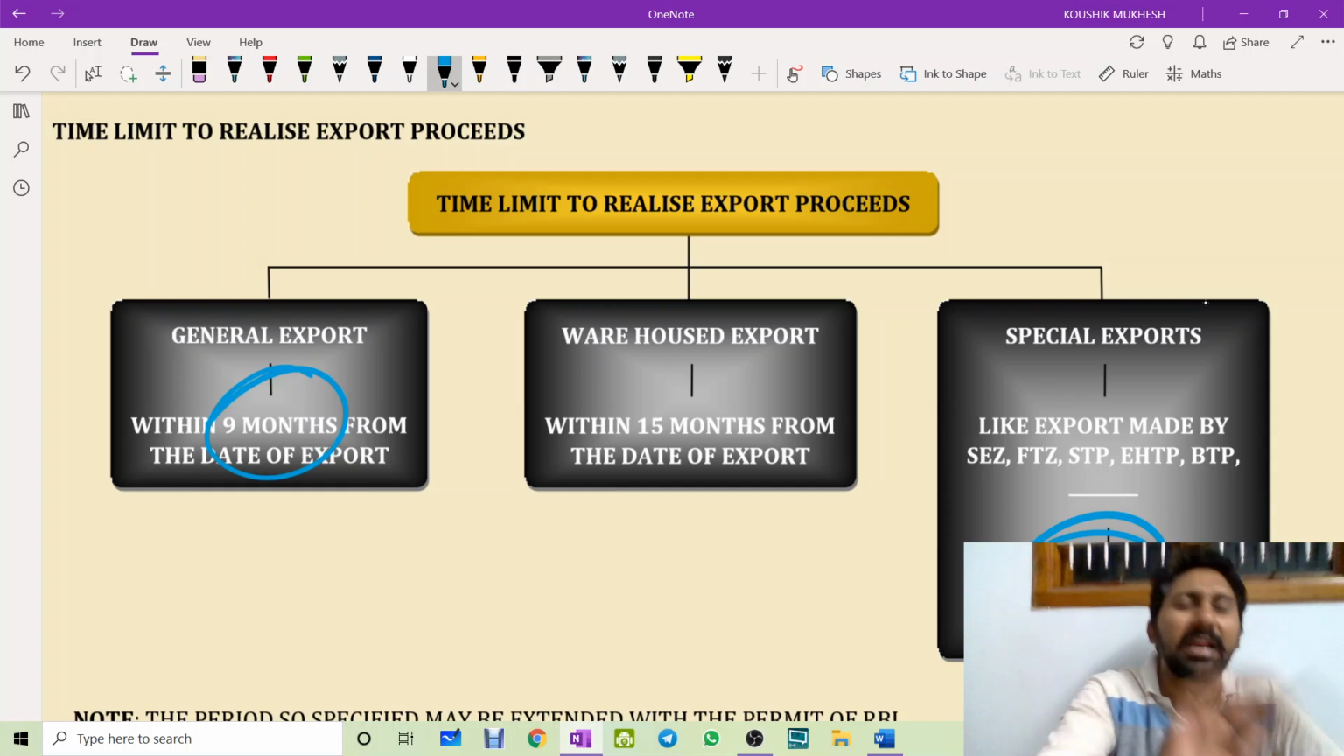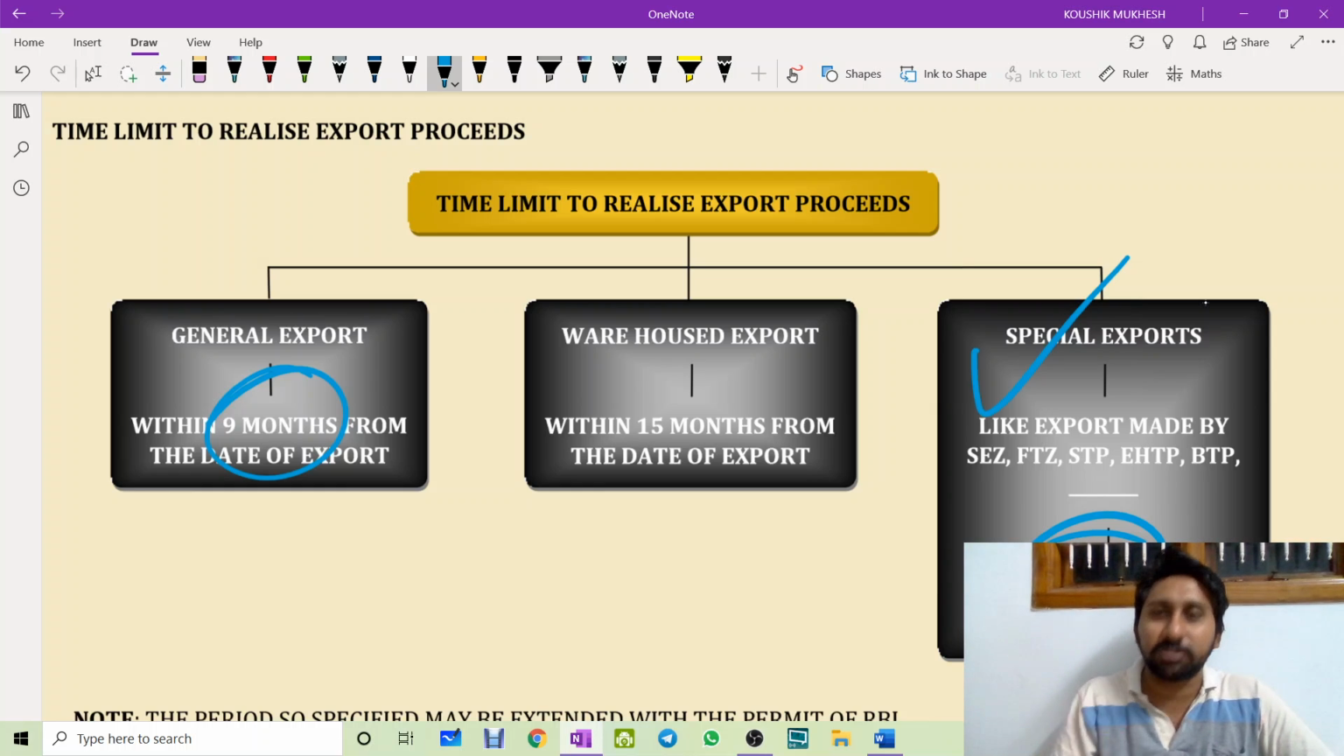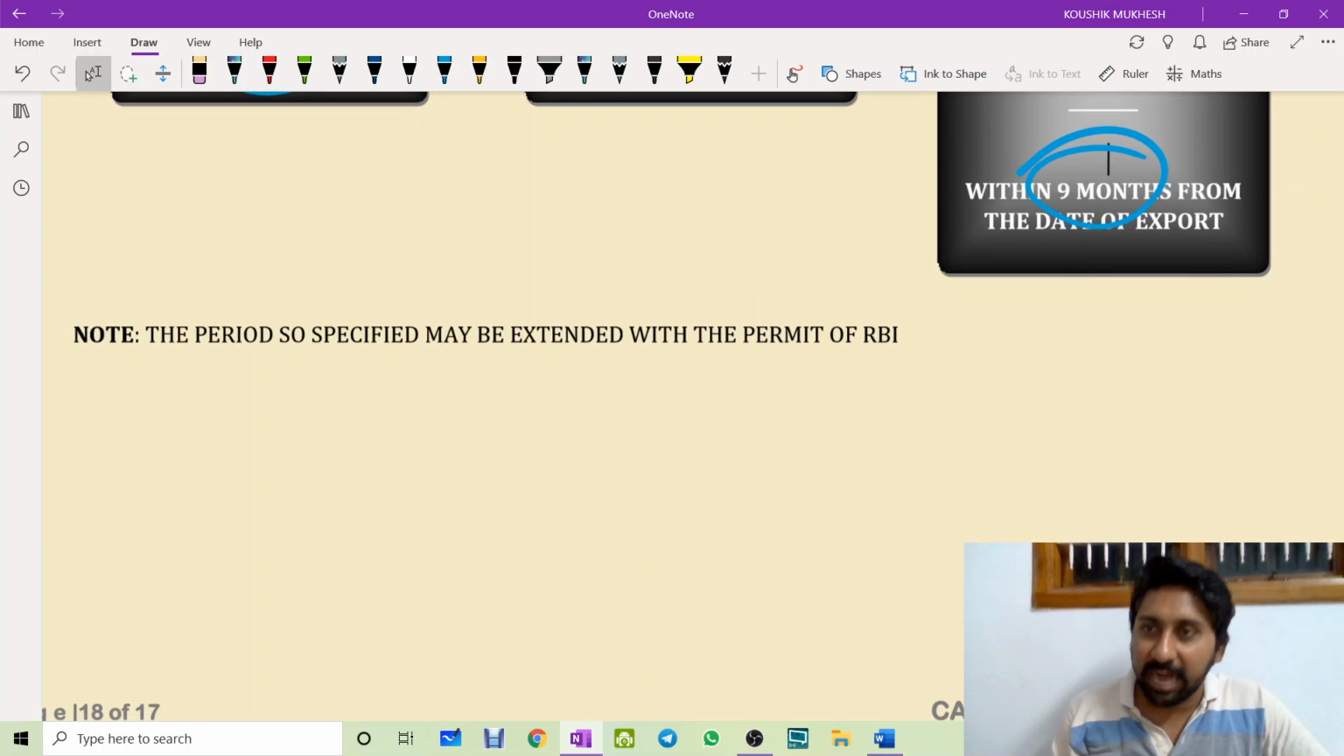That means general exports 9 months, special exports 9 months. Warehousing, since the goods have to go from the bonded warehouse to that place, I have given an extension of 15 months totally. So is that period a static final period?